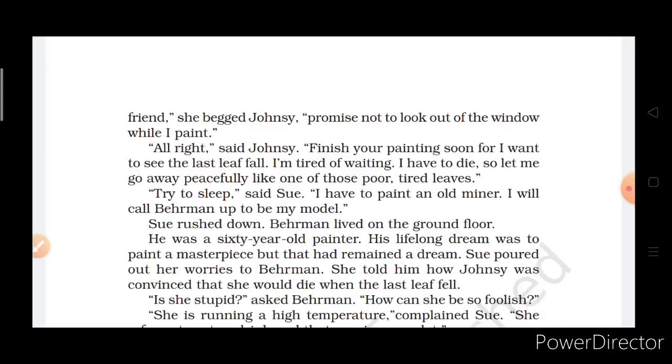"All right," said Johnsy. "Finish your painting soon, for I want to see the last leaf fall. I am tired of waiting. I have to die. So let me go away peacefully like one of those poor, tired leaves." "Try to sleep," said Sue.